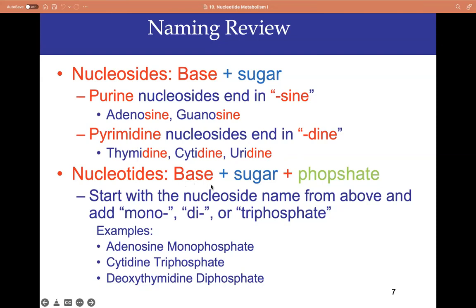Now for nucleotides, as we covered earlier, it's a base plus a sugar plus a phosphate. So how does the naming change? Because of the phosphate group that you're adding, it's important to indicate that in the name of the product. Earlier you had a base and sugar, so adenosine. Now you're adding a phosphate. It becomes 2 phosphate groups. That would make it adenosine diphosphate. If you're adding 3 phosphate groups, that makes adenosine triphosphate, and so on and so forth.